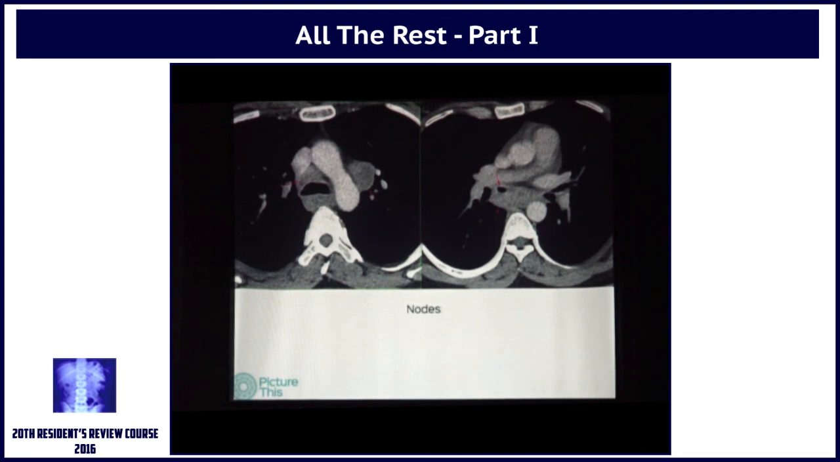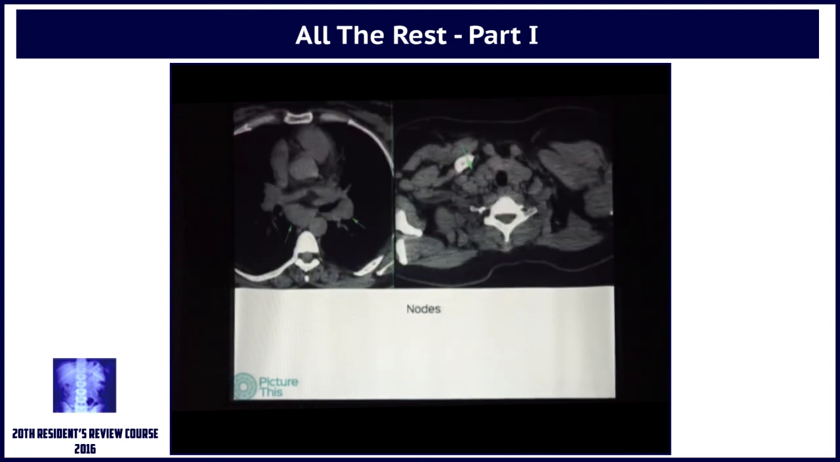So here you have different lymph nodes, and these are the different areas where we get lymph nodes: subcarinal, para-aortic, etc.